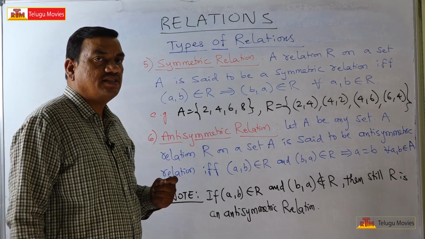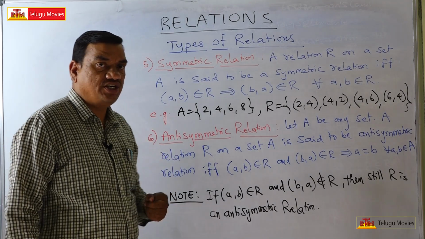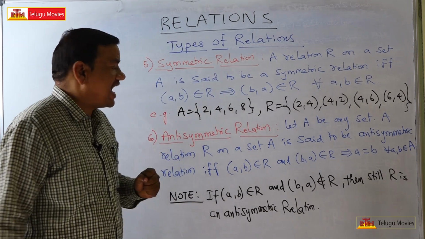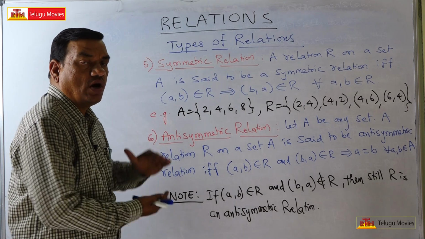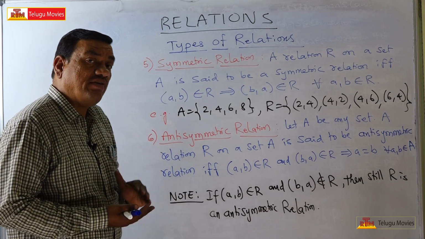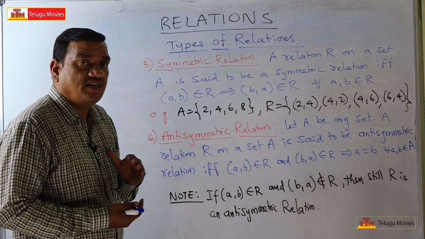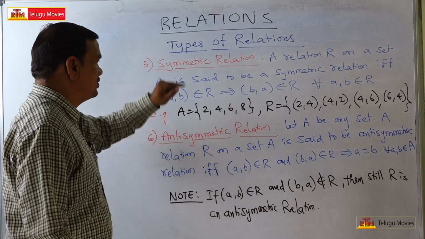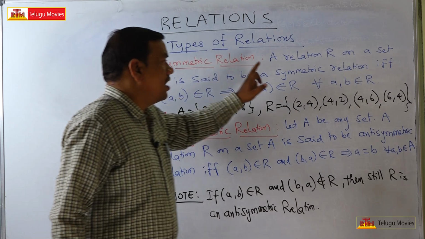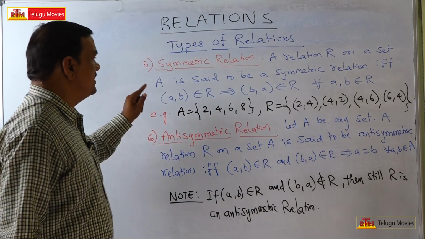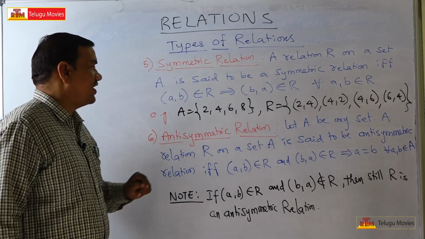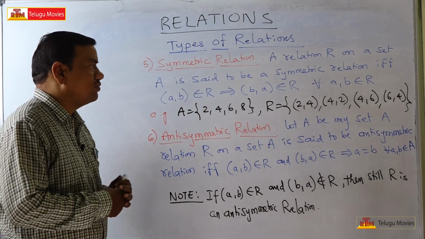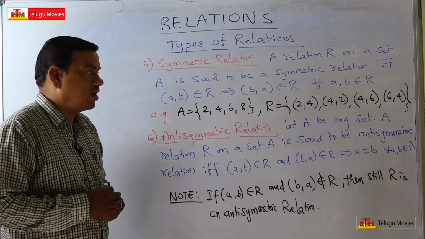Dear students, let us see two more types of relations. The first one is a symmetric relation, another one is an anti-symmetric relation. These two go together, so whenever you are learning the relations, try to learn these two simultaneously. The first one is the symmetric relation. A relation R on a set is said to be symmetric if and only if (a, b) belongs to R, then (b, a) also belongs to R, for all (a, b) belongs to R.